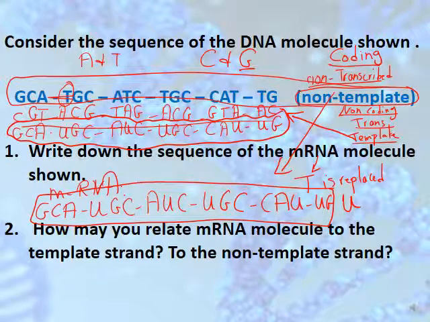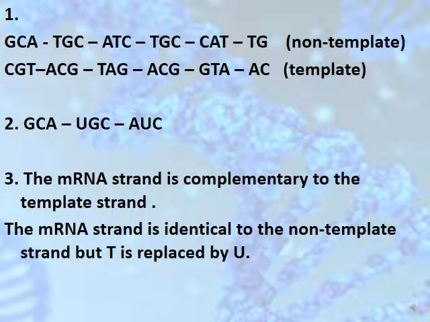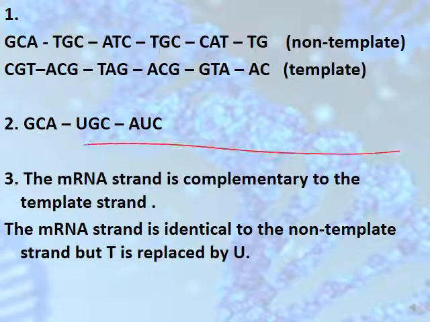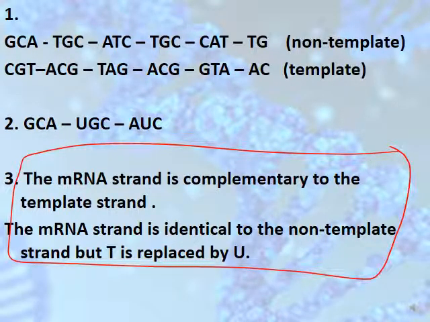Either we started with the non-template, which is the non-transcribed, the coding, or we started with the transcribed, template, the non-coding. Okay? How you may relate mRNA to the template, to the non-template. As you see here, the non-template is identical to the mRNA, but the T is replaced by U, while the template is complementary, and the T is replaced by U, as you see here. So this is the sequence, and this is the notes. The mRNA, you have to refer to this note. The mRNA is complementary to the template, and the mRNA strand is identical to the non-template, and the T is replaced by U.